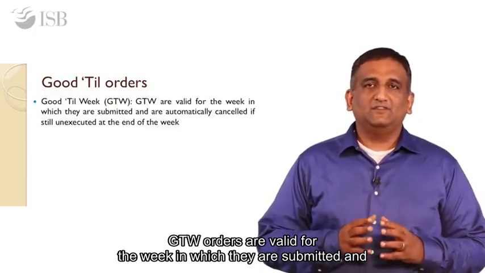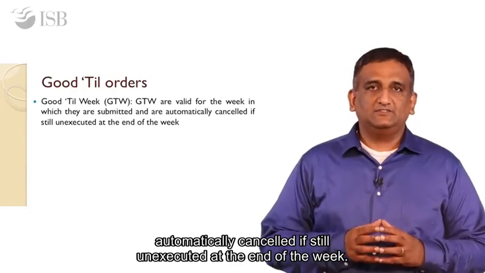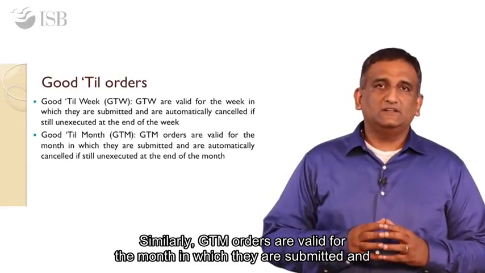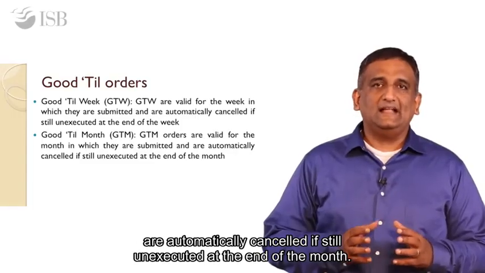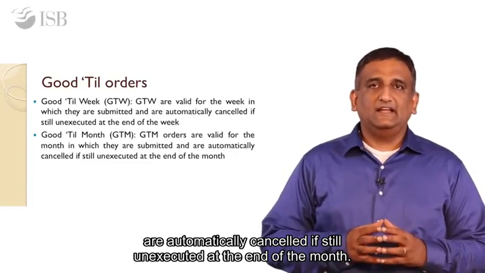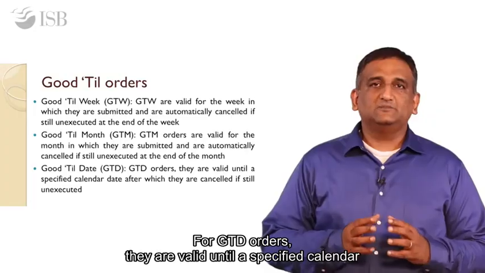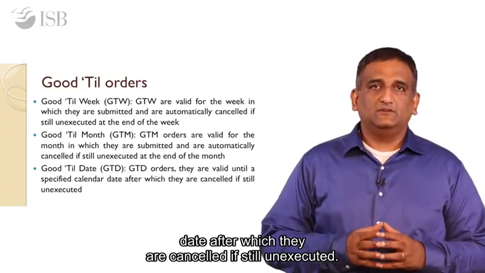GTW orders are valid for the week in which they are submitted and automatically cancelled if still unexecuted at the end of the week. Similarly, GTM orders are valid for the month in which they are submitted and again are automatically cancelled if still unexecuted at the end of the month. For GTD orders, they are valid until a specified calendar date, after which they are cancelled if still unexecuted.